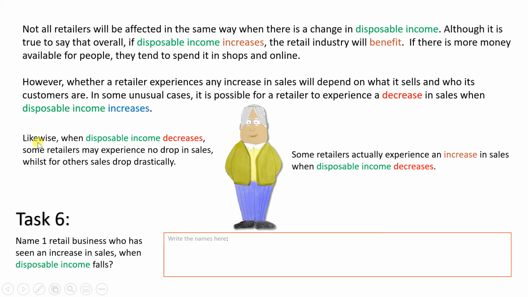Yeah, get your head around that one. A retailer having a decrease in sales if disposable income goes up. Likewise, when disposable income decreases, some retailers may experience no drop in sales, whilst for others sales drop drastically. Some retailers actually experience an increase in sales when disposable income decreases. That's something to think about going on at the moment.